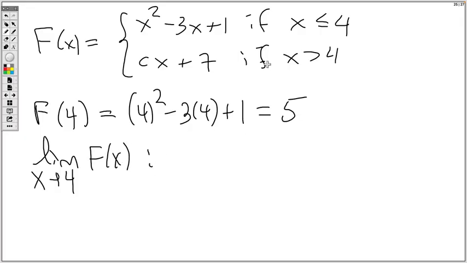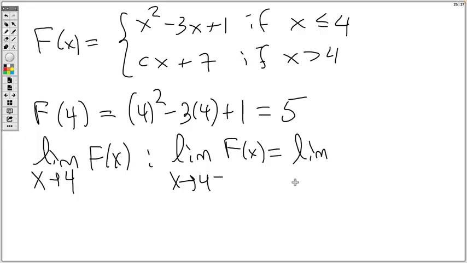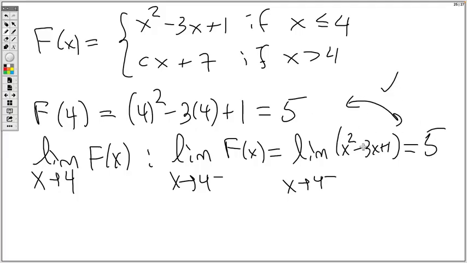And of course, this is a piecewise function where the conditions are broken up at x equals 4. So that means I have to look at this limit from what? Both directions. Yeah, plus and minus directions. So coming into 4 from the left, we're going to get 5. So that already matches up. So we're good on that.